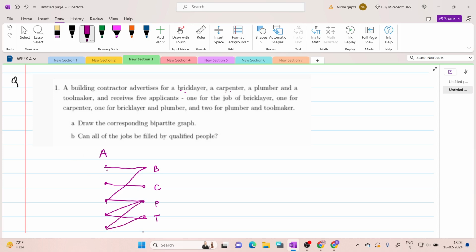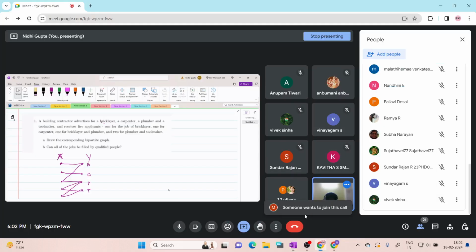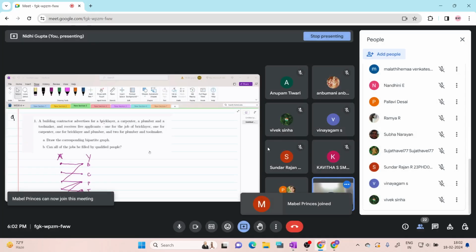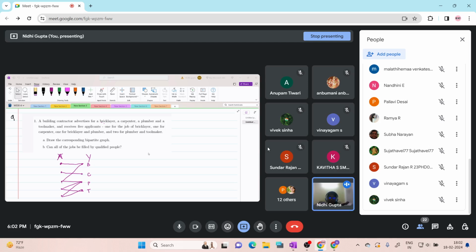Now the second question is saying, can all the jobs be filled by qualified people? So if this is X, applicants is Y. So what kind of matching do we want? When we are looking for qualified people, we are looking for perfect matching. But this graph has an odd number of vertices. It cannot have a perfect matching.